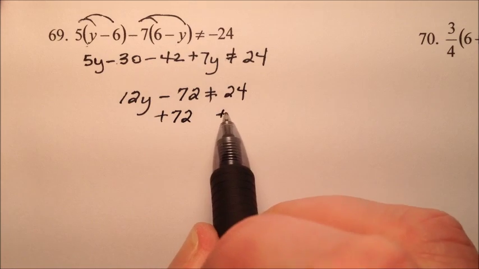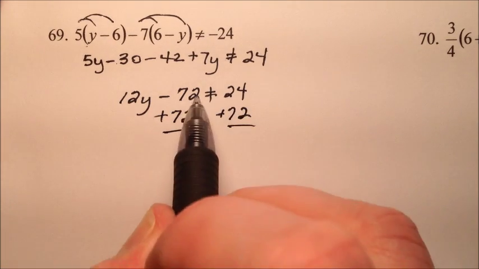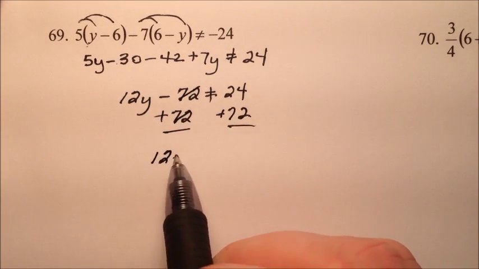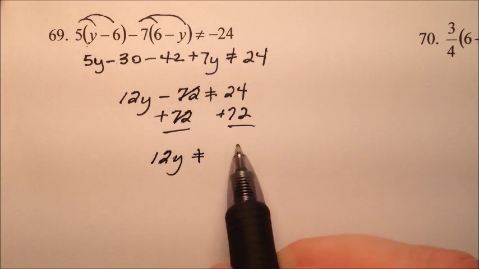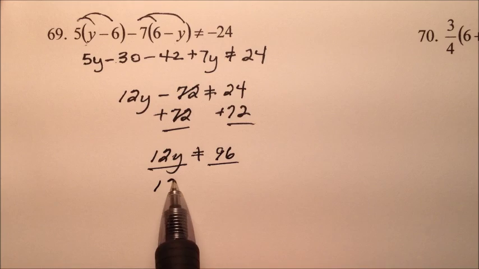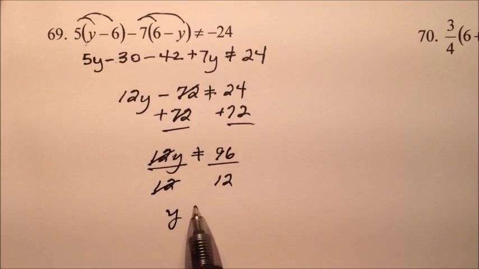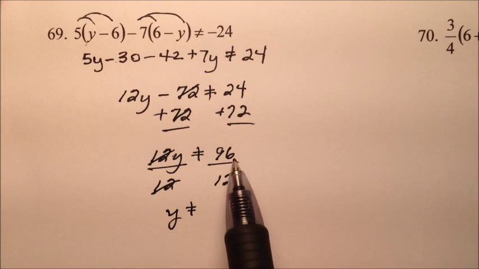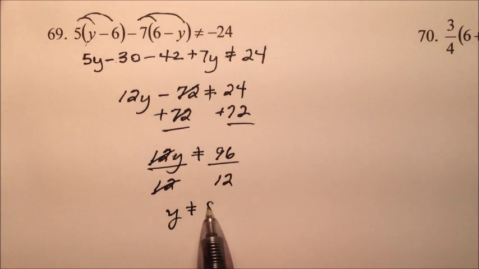So when we add 72 to both sides, they'll cancel over here. So we have 12y is not equal to, it looks like 96. So we'll divide both sides by 12. Our 12s will cancel, and y is not equal to 96 divided by 12, which is going to be 8.